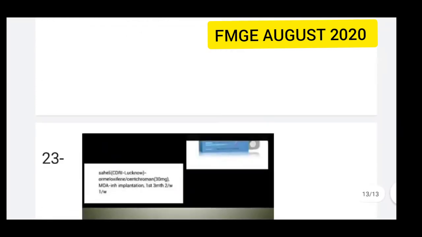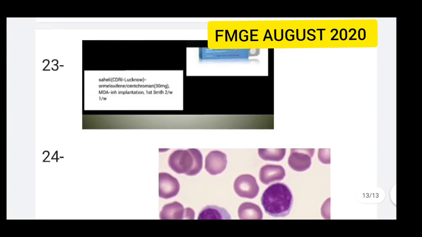Next one, they have asked about this contraceptive medicine. This is Saheli, the composition of which is ormeloxifene. Dosage is 30 mg. Mechanism of action is inhibition of implantation. First 3 months, twice a week, and then once a week.